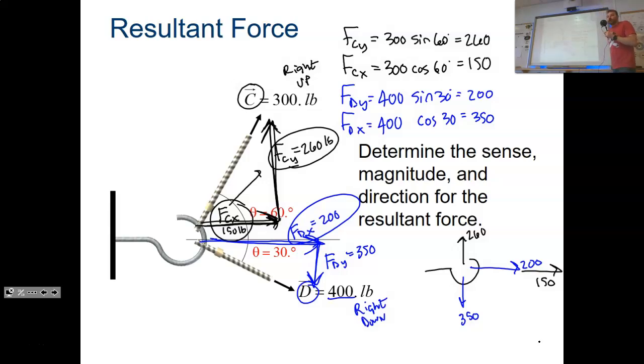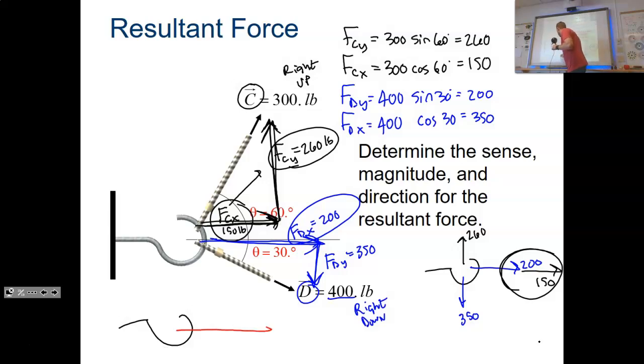So, really what's happening to our hook, it's being pulled to the right at 350. And it's being pulled down at 90 because 350 minus 260 is 90. So my hook here, this is getting crazy. It's being pulled to the right and it's being pulled down.